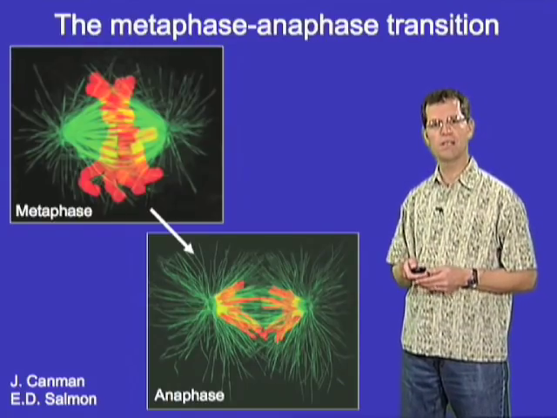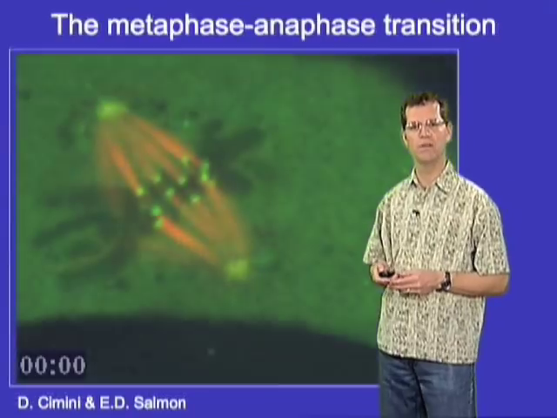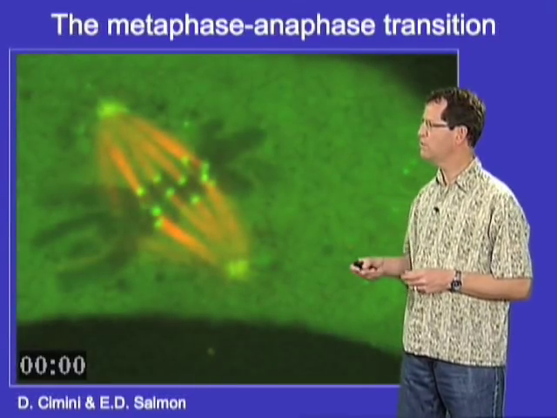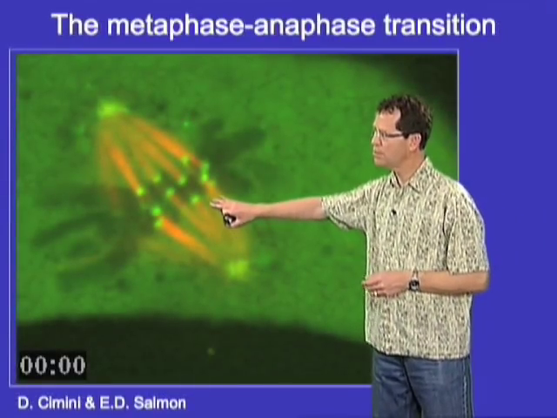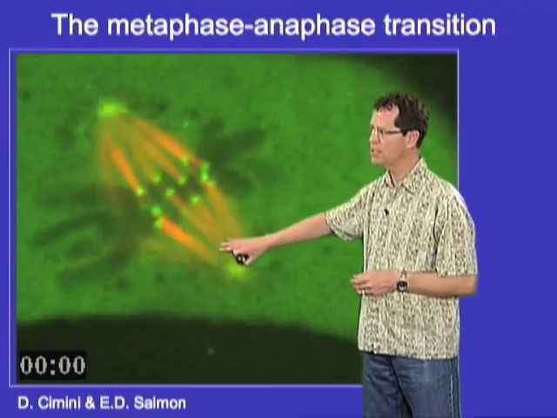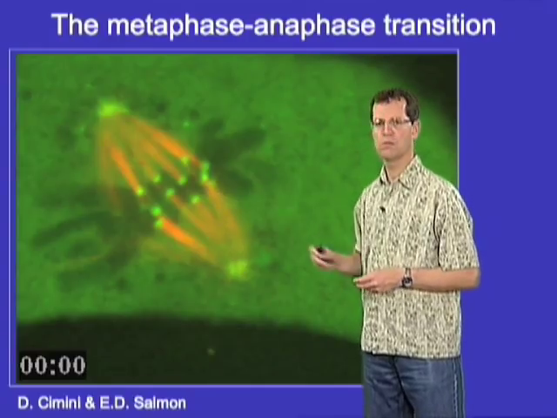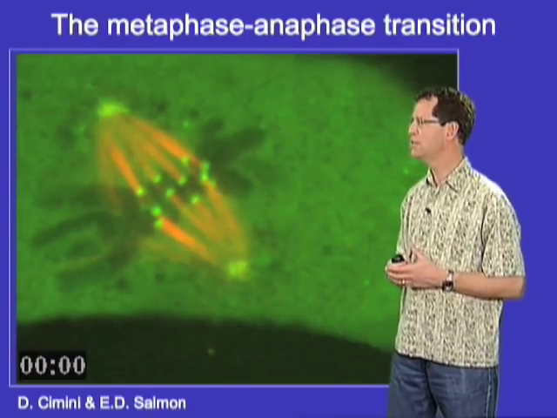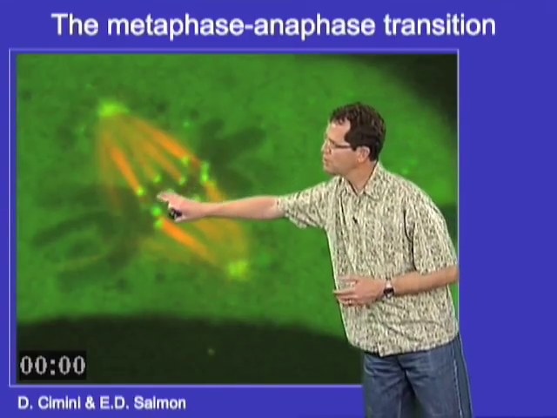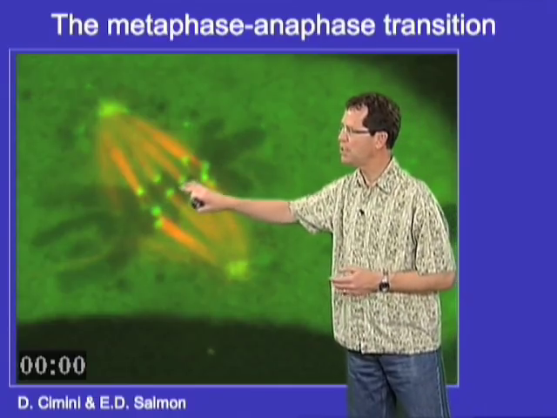And the synchrony of anaphase is particularly well illustrated by this movie here, which shows a vertebrate cell in which the mitotic spindle is labeled in these reddish-orange colors. The microtubules are reddish-orange, and these green dots represent the kinetochores, where those microtubules are attached to the sister chromatids, and the sister chromatids themselves are visible as these dark shadows in the middle of the spindle.